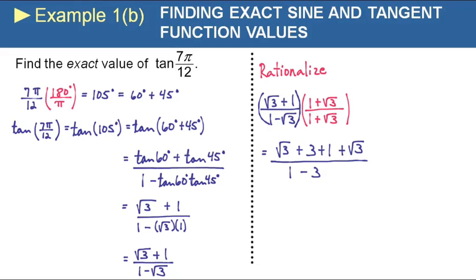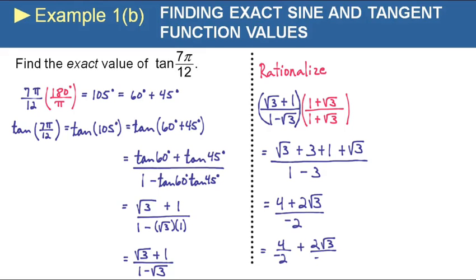Alright, now combining like terms, in the top I have square root of 3 plus square root of 3, and I have 3 plus 1. So 3 plus 1 is 4. Square root of 3 plus square root of 3 is 2 square root of 3, and in the denominator, 1 minus 3 is negative 2. Since each of these can be divided by 2, we should do that. We're going to split the fractions up.